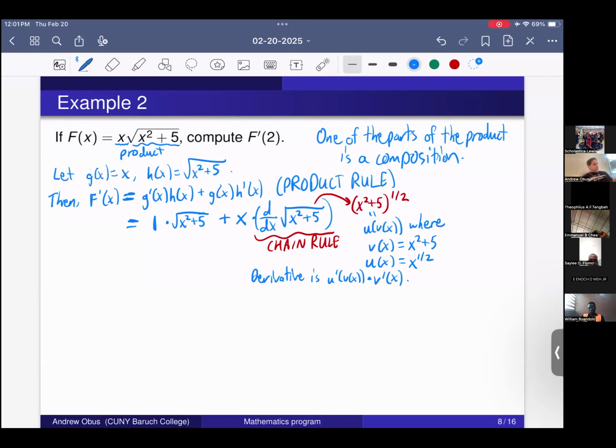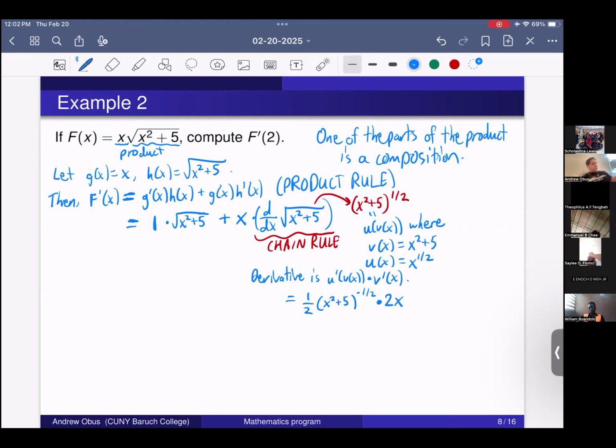So what is this? This is going to be equal to u prime. U prime is x to the 1/2. We can use the power rule there. It would normally be 1/2 times x to the minus 1/2, because you're moving the 1/2 down and you subtract 1, so it becomes minus 1/2. But again, on the inside, you've got to put v of x. You can't just put x. So you're going to put x squared plus 5 here, to the minus 1/2. And then you have to multiply by v prime of x, which, as Enoch said, v of x is x squared plus 5, which means v prime is just 2x plus 0. So in this case, it's just going to be 2x.